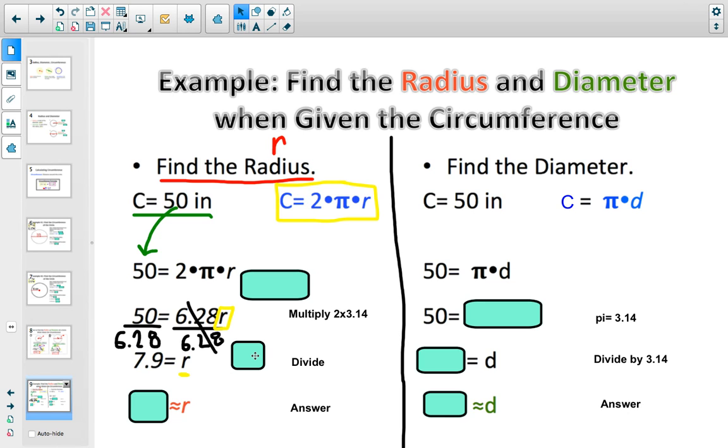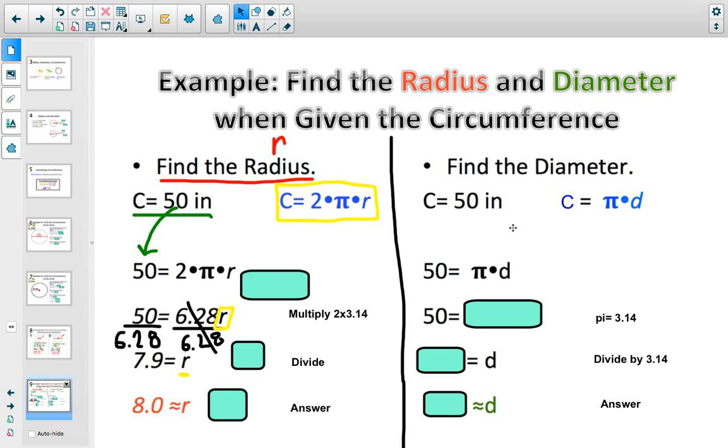So when you put it in your calculator, 50 divided by 6.28, in my calculator, I get 7.96. So since the number after the 9 is a 6 and it's greater than 5, I can round the 9 up, which means it would round up to 8.0. So our answer for the radius is approximately 8.0.